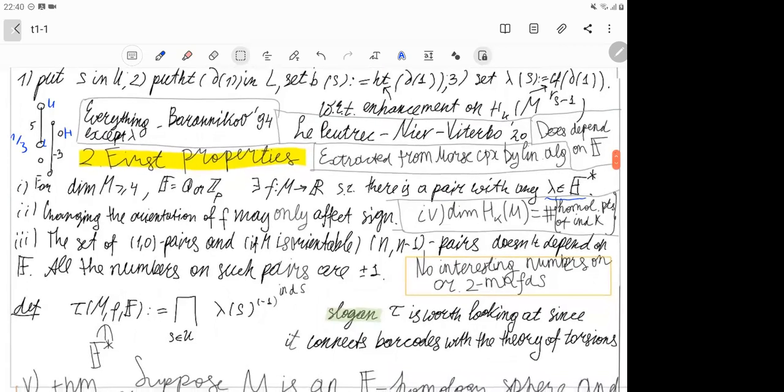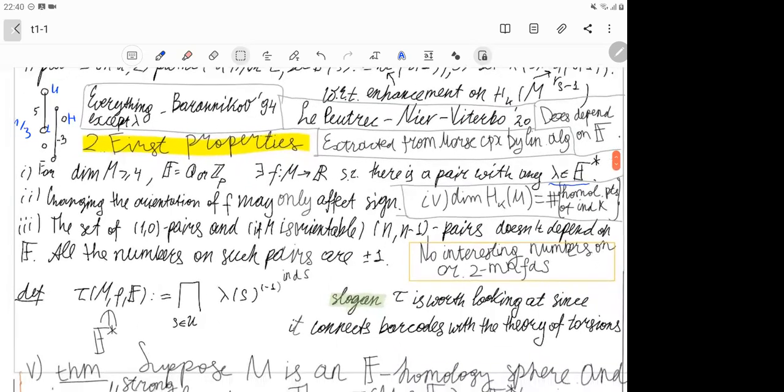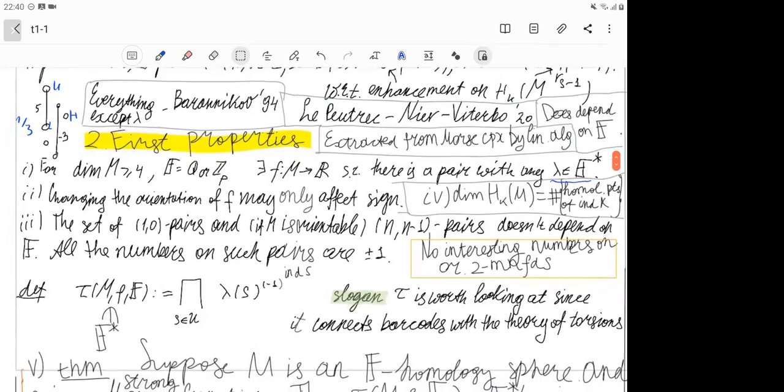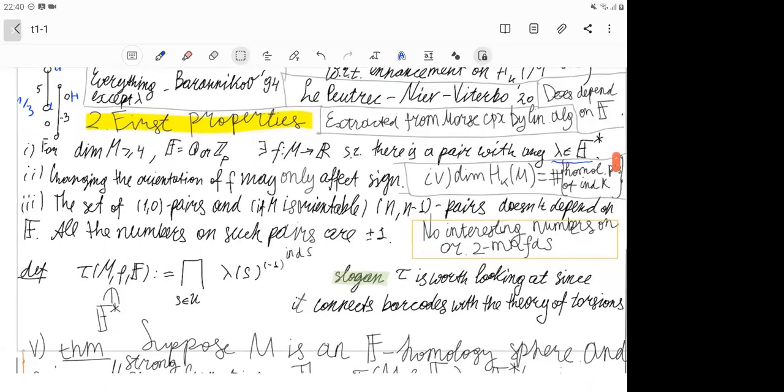So this slogan has two incarnations. Well, actually three, but I'm going to talk about two of them. The first one is quick. The second one is heavy but richer. The first one is this theorem, which I'm going to state right away.